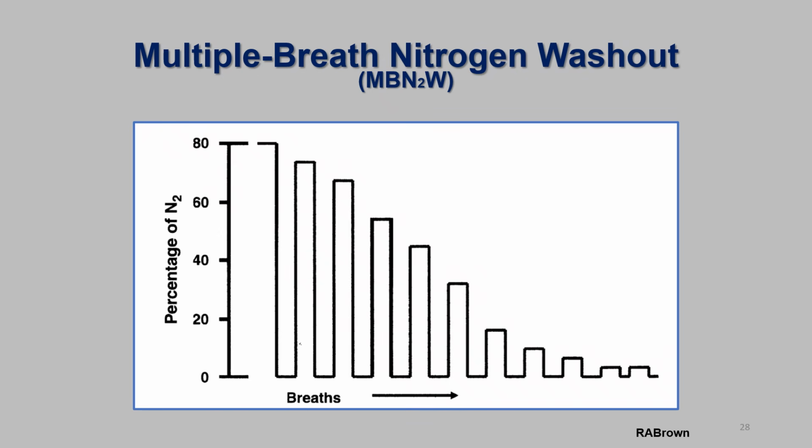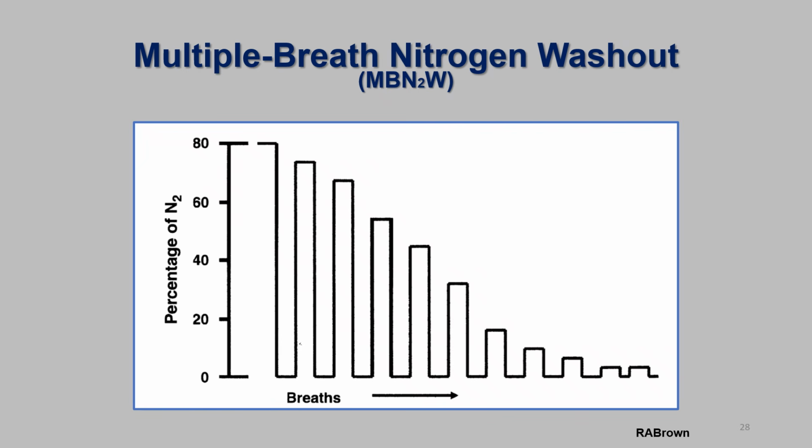This illustrates the multiple breath nitrogen washout test for functional residual capacity. Notice how the nitrogen decreases over time. It washes out as the subject tidal breathes 100% oxygen. This graphic provides a simplified view of what a multiple breath nitrogen washout test actually looks like. In practice, the full test includes far more breaths than those shown here.